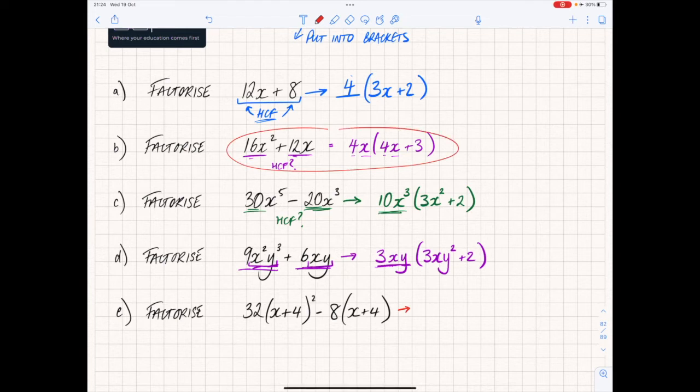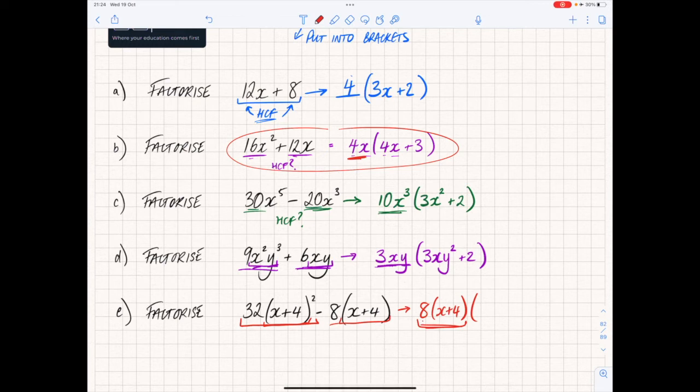So we're looking here at, again, highest common factor, 8 and 32. Well, 8 actually goes into both. So 8 has to go on the outside. But now what you're looking at is there is an x plus 4 there, and there is an x plus 4 there, which means x plus 4 has to go on the outside as well. So that part is the same as me putting that 4x on the outside there effectively. It's a similar concept. Then you're saying to yourself, how do I get 8 brackets x plus 4 to 32 brackets x plus 4 all squared?